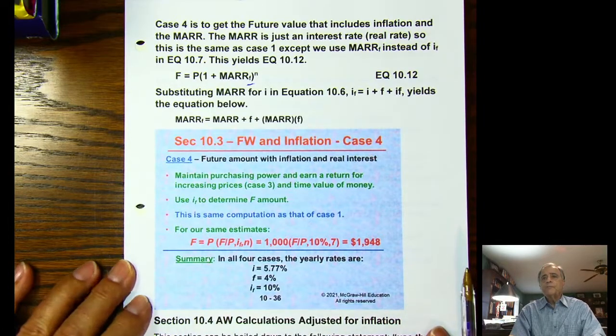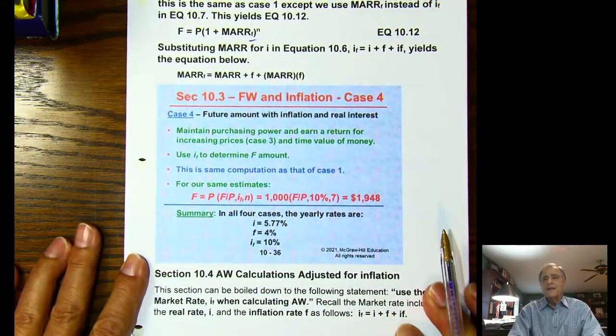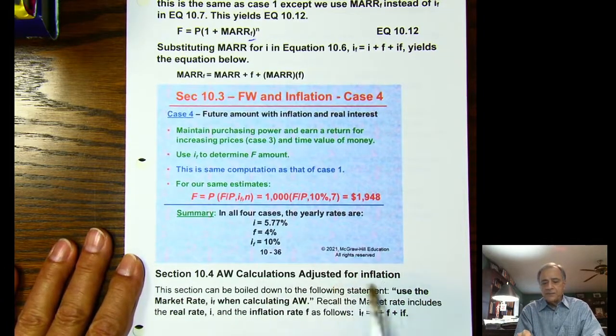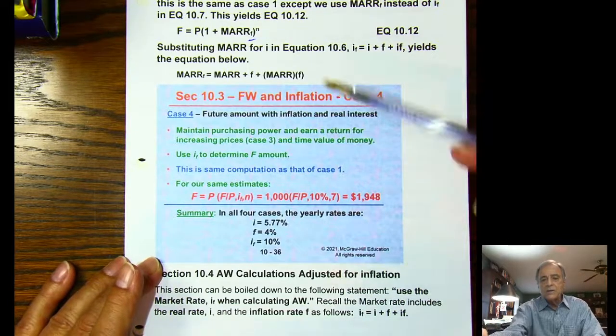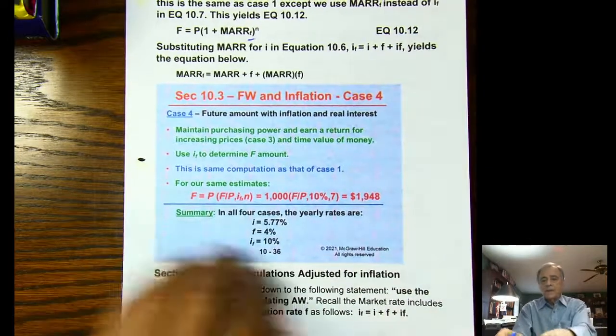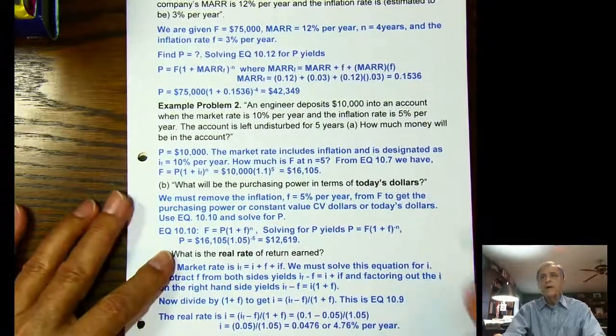So now I'm going to cover section 10.4 very briefly. Calculations adjusted for inflation, annual worth calculations. All he says is basically you can boil this down to use the real rate i sub r when calculating annual worth. Okay, and we know how to get i sub r from equation 10.6, and so next I'm going to work a couple of example problems for you.